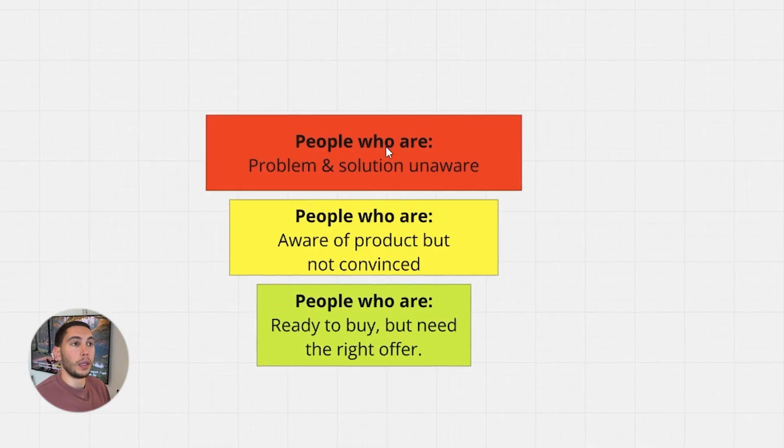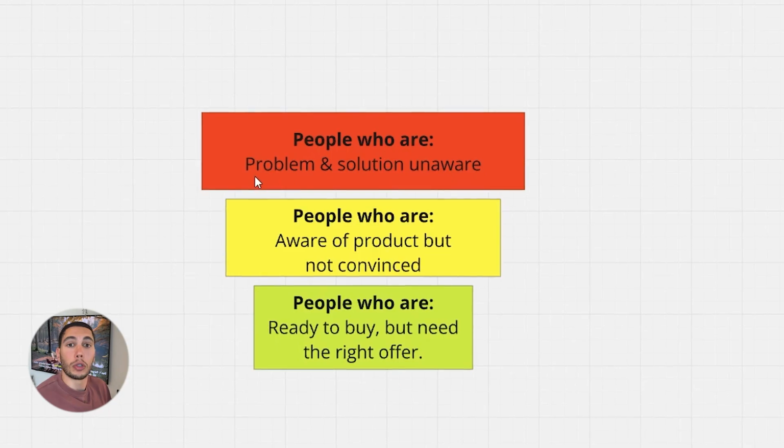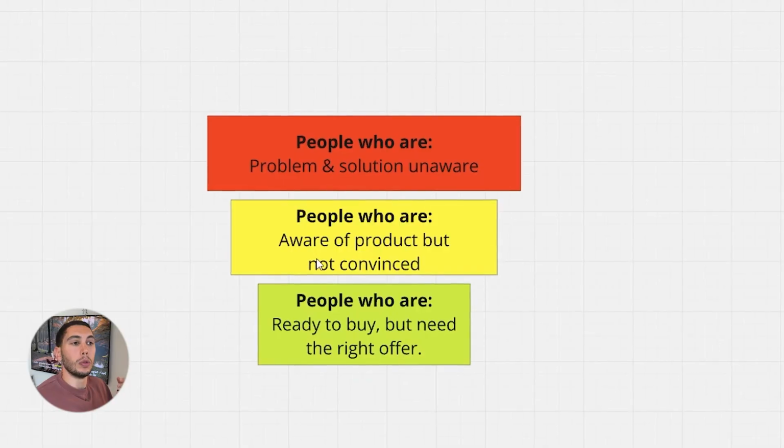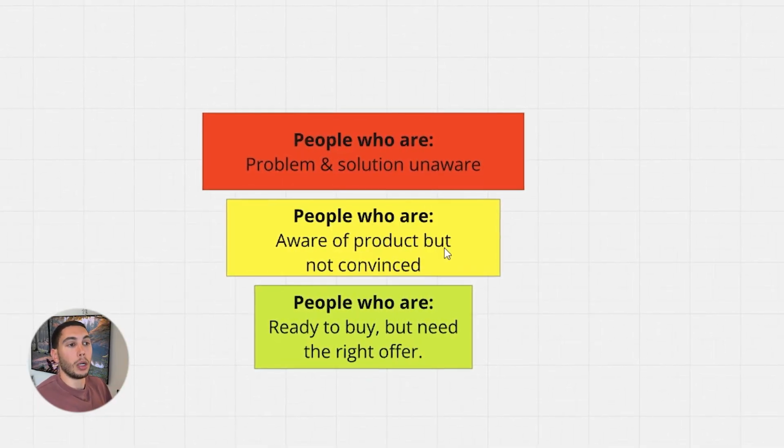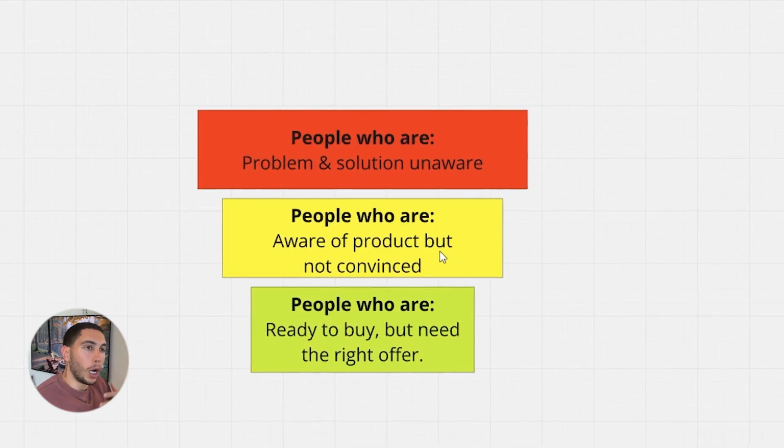So top of funnel is taking someone who's unaware of the problem and even the solution or your product and introducing this problem to them and then your product as a potential solution. Then the middle funnel people are people who have seen your product, who are aware of this problem, but aren't really convinced. They're not really sure they're gonna buy. They might have some objections.